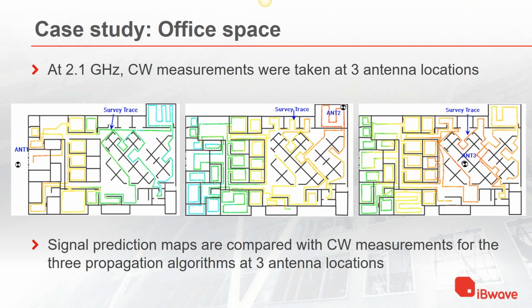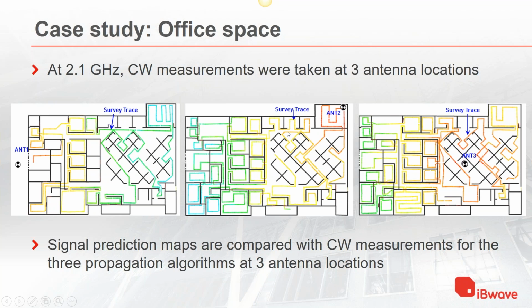And here, we took measurements at 2.1 gigahertz with continuous wave equipment. There were 3 antenna locations. One was outside of the office, one was in the break room, and then there was one in the middle. And you see the areas that we traversed are marked as survey paths.